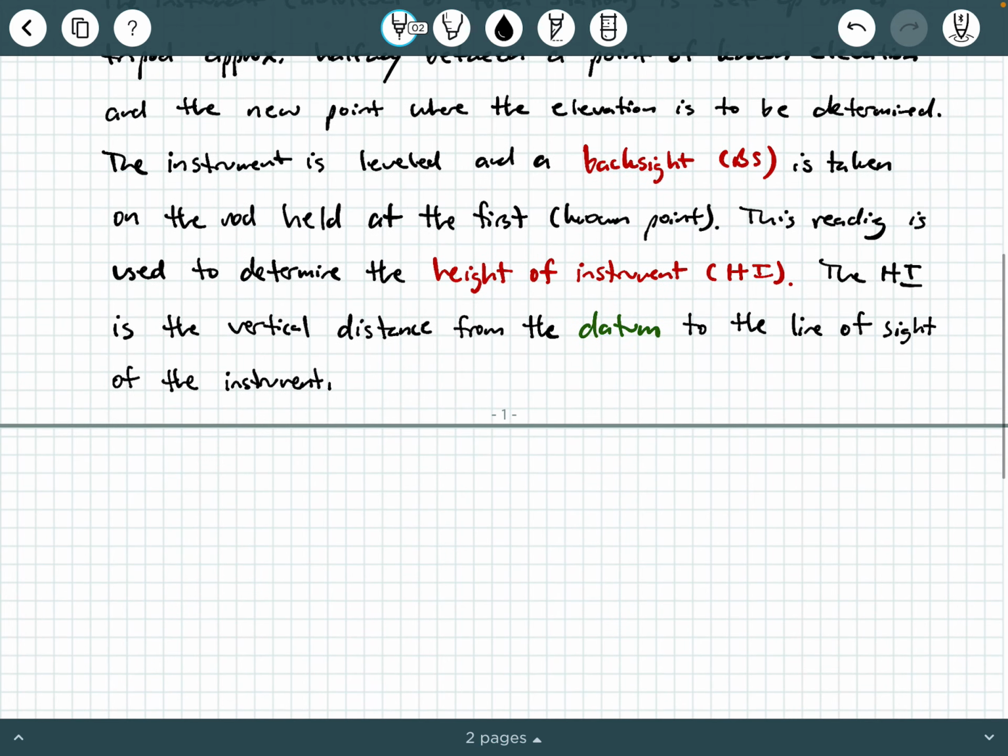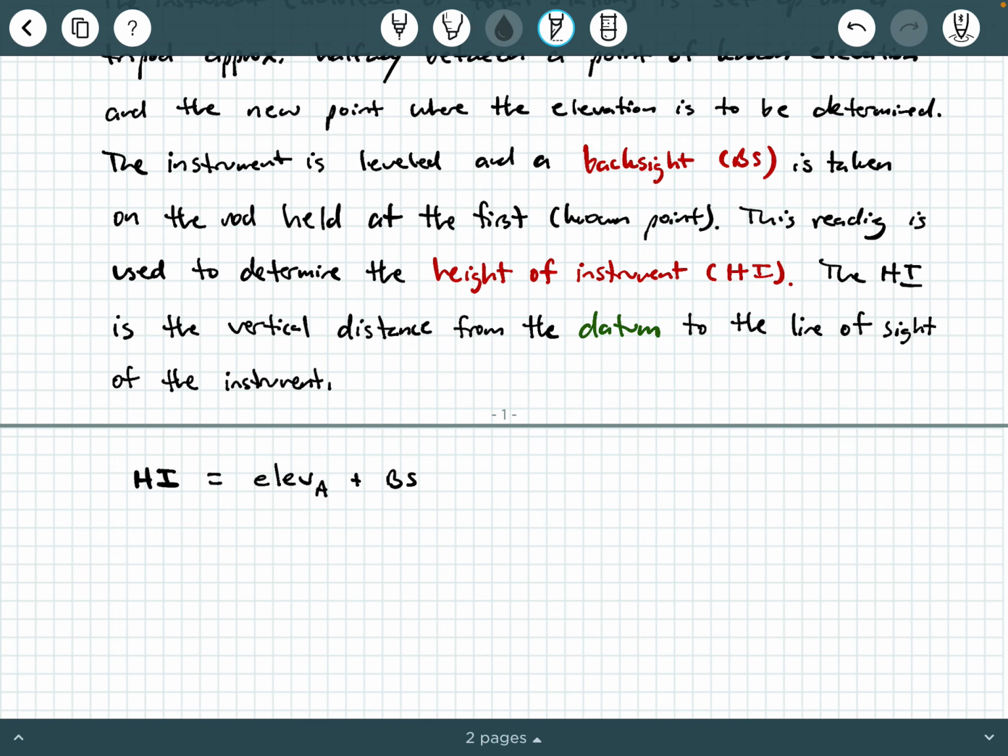Okay, so don't worry, we're going to have a nice figure that accompanies this explanation in just a second. So again, in equation form, I can say height of instrument equals elevation A plus the back sight. Now this elevation right here, when I say elevation A, that's the elevation of the known first point. Okay, so that's the point I'm referring to right here. It's a point where you already know the elevation. So that's what we're calling elevation A.